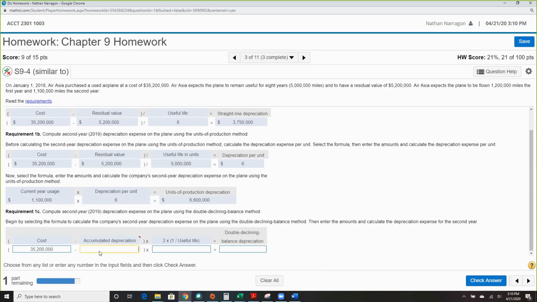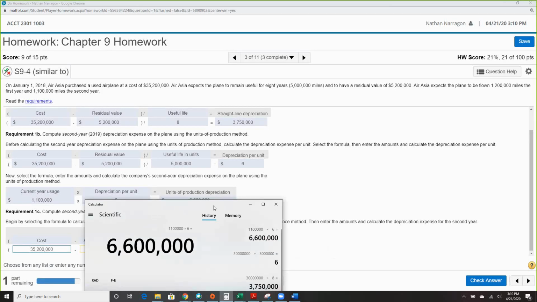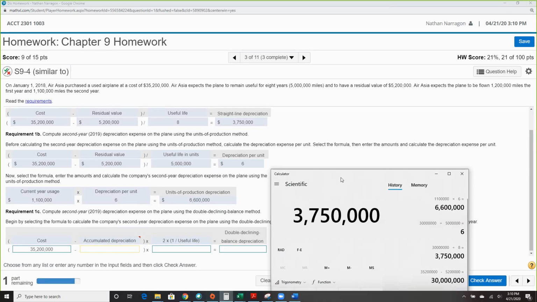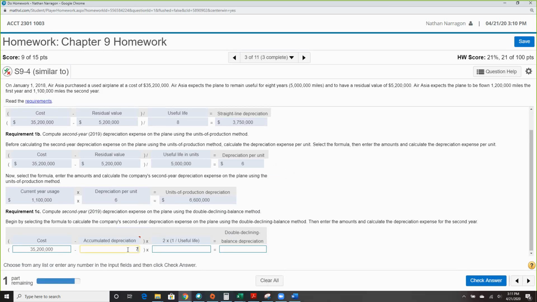So, we actually have to figure this out. And the cool thing is, it's on a straight line, so that's only 2 times this, since it's second year. We did this really funky. So, here we go, times 2. That's 7,500,000. And then 2 times 1/8.